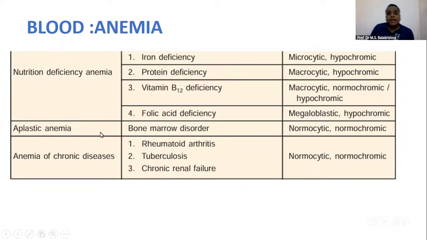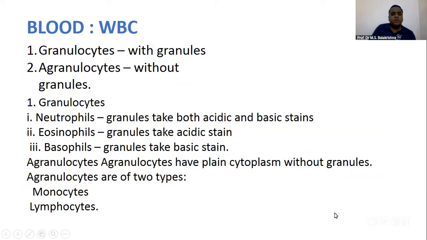Then aplastic anemia is a bone marrow disorder, and megaloblastic anemia has a big size and hypochromic concentration. Then there are anemias of chronic diseases: rheumatoid arthritis, tuberculosis, and renal failure. The morphological classification will be normocytic normochromic anemia. So please learn it front to back and back to front, what the size of the cells will be and how it will be. That was all about RBCs, which you should know, learn, and understand, and only then start solving MCQs.